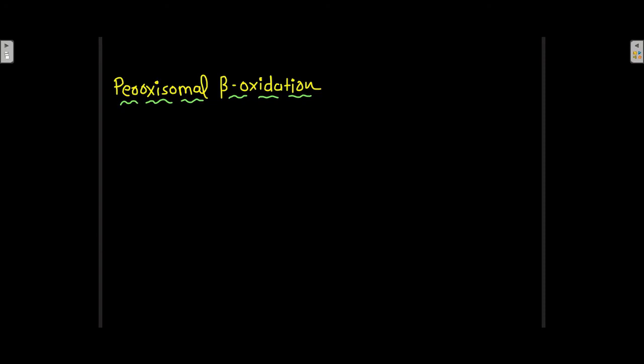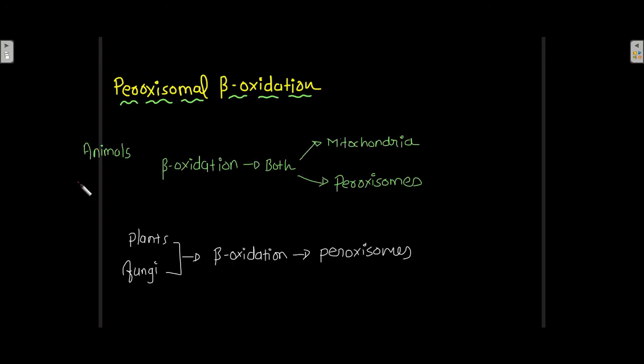Peroxisomal beta oxidation. In animals, the process of beta oxidation occurs in both mitochondria as well as peroxisomes. But in plants and fungi, beta oxidation only occurs in peroxisomes. In plants and fungi, beta oxidation occurs only in peroxisomes, but in animals it occurs in both mitochondria and peroxisomes.